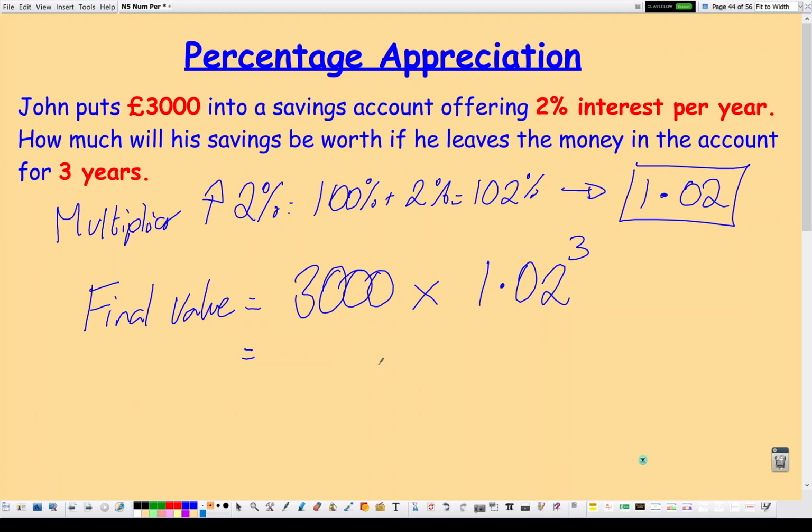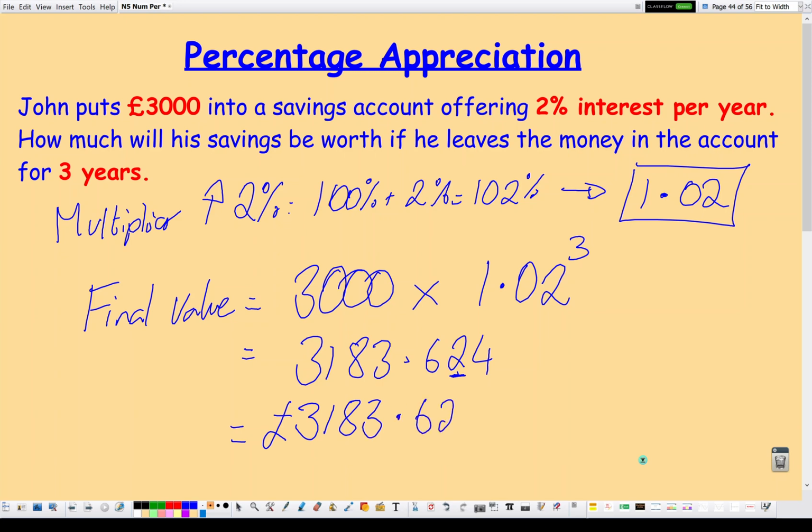So pop that in your calculator, 3,000 times 1.02 to the power of 3, and it is 3183.624. Now this is money, so therefore I need to round to the second decimal place, the nearest penny. So £3183.62. So if you put that amount of money in at that interest and leave it for 3 years, basically the interest you will have earned is £183.62.